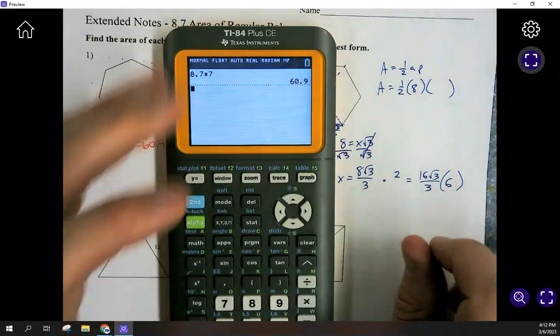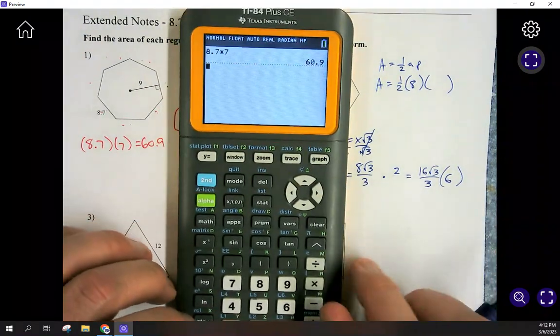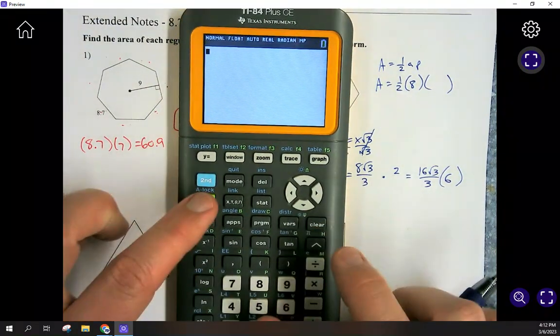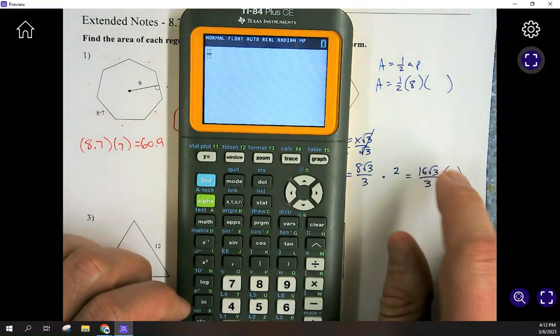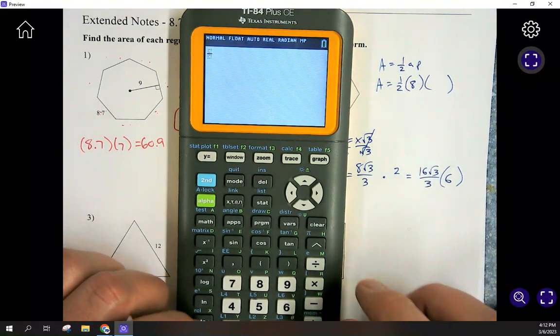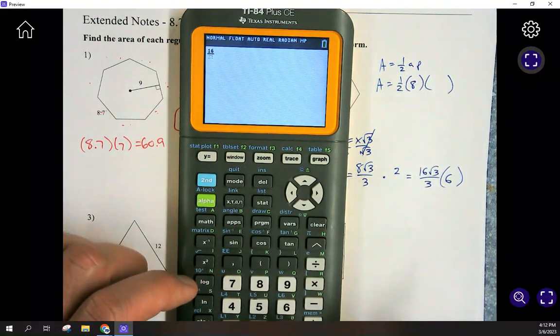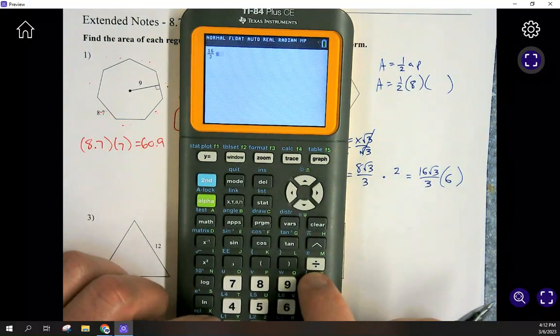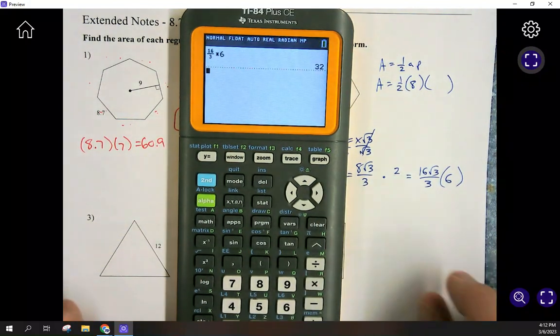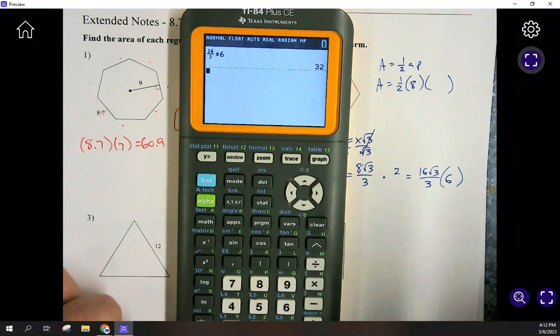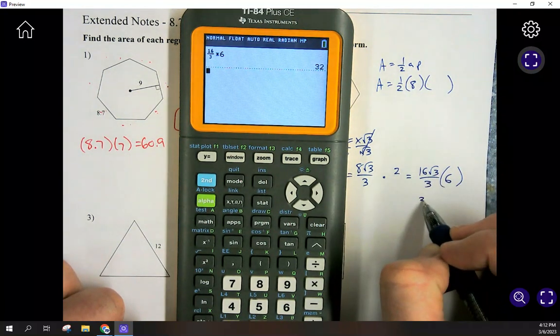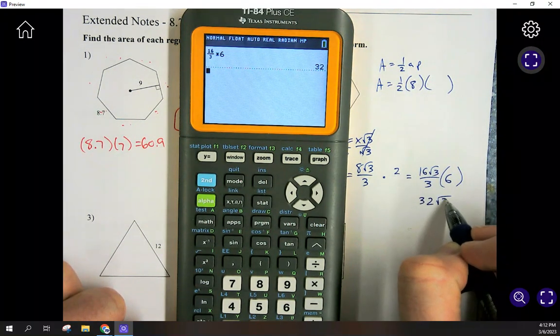It's kind of just going to hang in there and follow along. So if you wanted to use your fraction button, you could. We're not going to plug the radical 3 in there because that's going to give us a nasty number. So you would just do the 16 over 3, and you would times by 6. And look at that. You get 32. So this becomes 32, but don't forget about the radical 3.